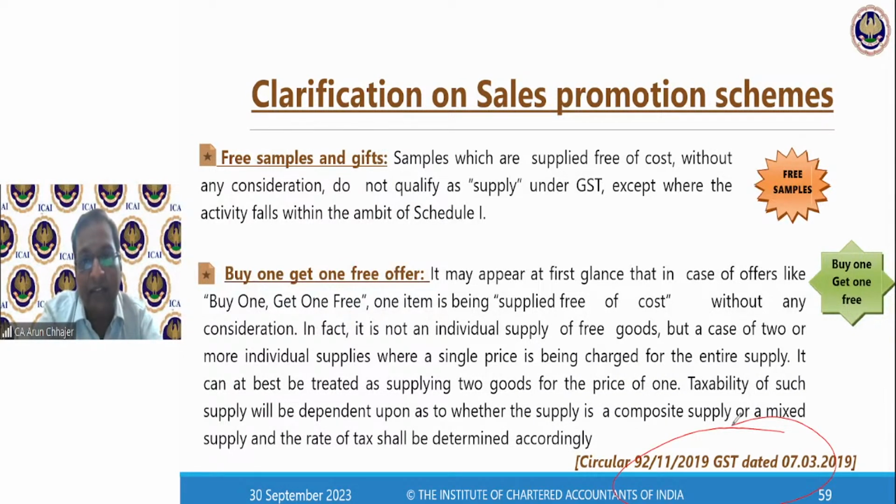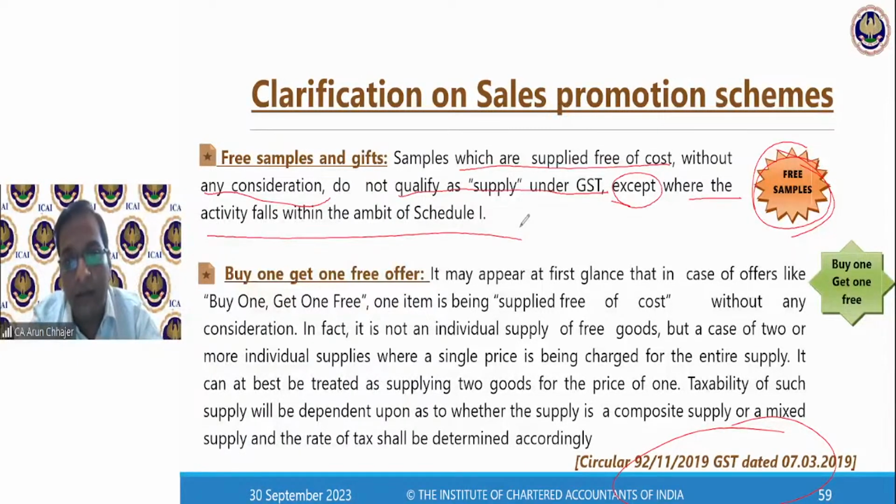It is clarified that samples which are supplied free of cost without any consideration will not be treated as supply under GST. But whenever we talk about the word free, we will always give the reference of Schedule 1. We are saying except where the activity falls under the ambit of Schedule 1. So suppose I am giving any item free of cost, because there is no consideration, prima facie we can say that it is not chargeable to GST because it is not a supply, except when it is covered under Schedule 1, in which case you have to pay the GST.